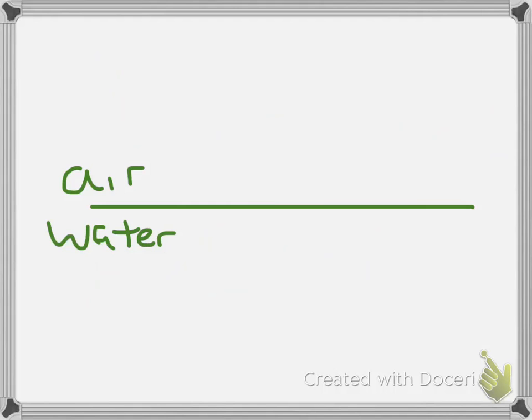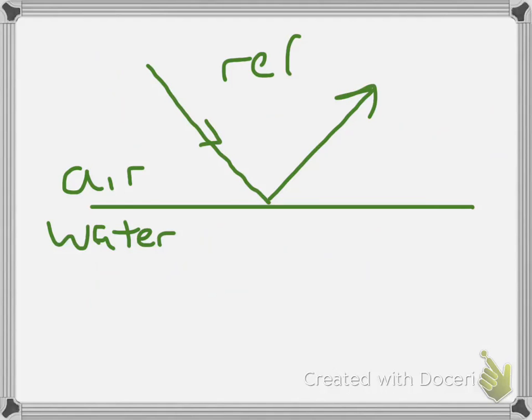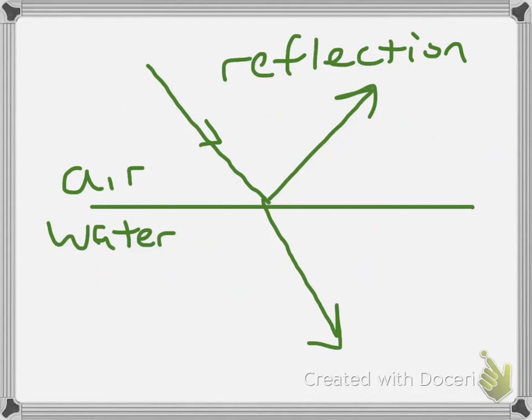Now, three things can happen when a light ray strikes a boundary. So first thing is it can hit that boundary and then be reflected off. Okay, so reflection is one. The second thing that can happen is it can hit that boundary and then bend. So when it bends, we call that refraction.